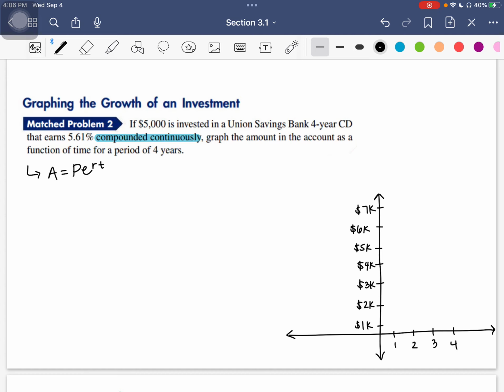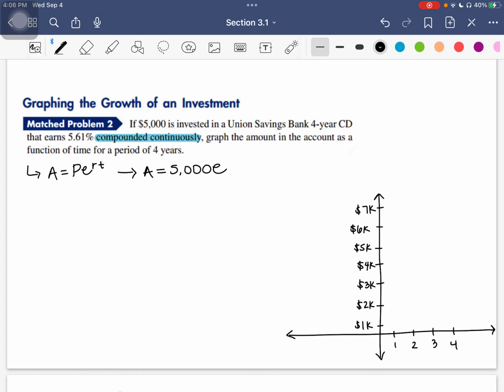And we want to graph the amount in the account as a function of time for a period of 4 years. And so that's why I have this graph already set up for us. And so essentially what we want to do is get a function for A, and then look at our output values for T from 0 through 4, because we're looking at a period of 4 years. So we know A is going to be equal to, we have $5,000 originally invested, so that is what P is.